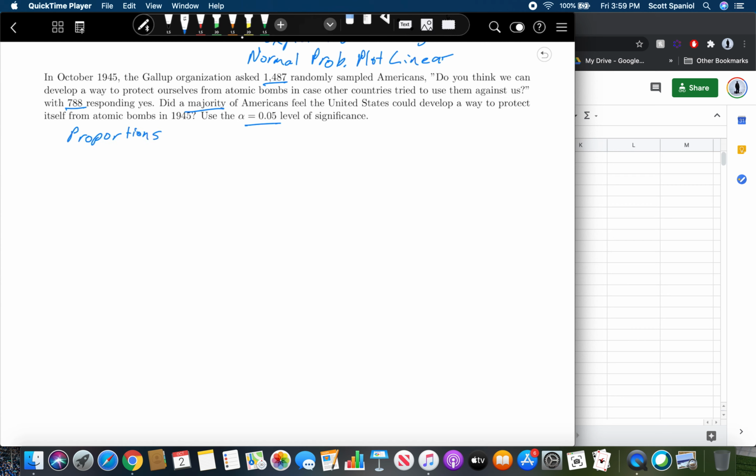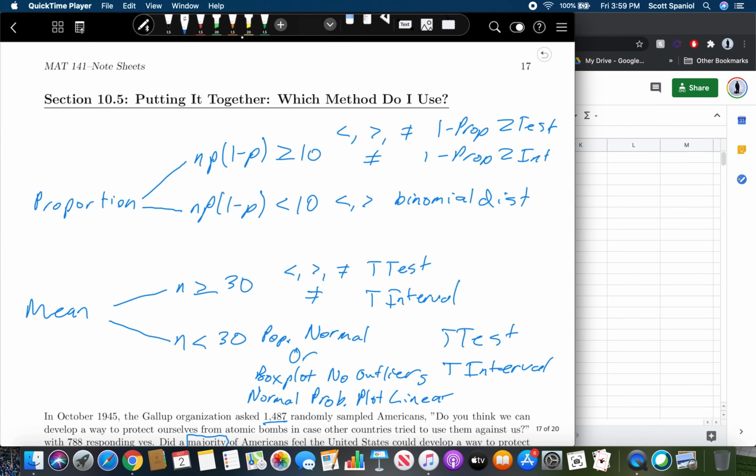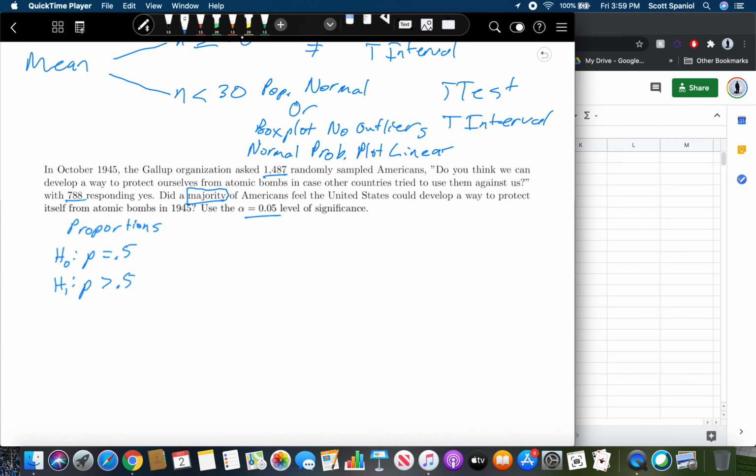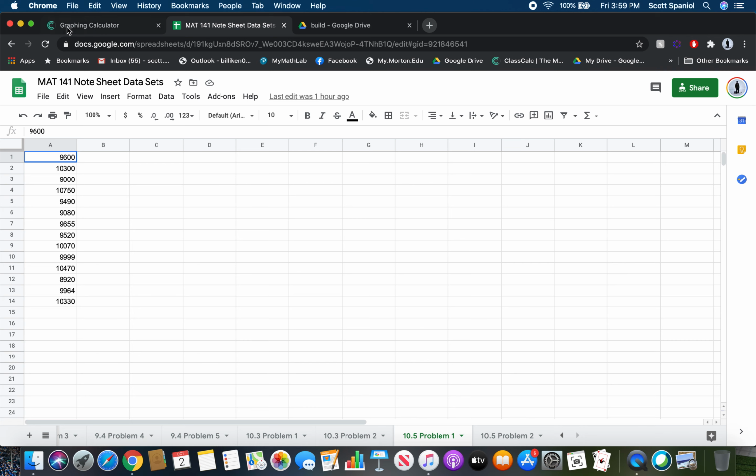Now, in this case, what we're looking at is a majority of Americans. We looked at an example like this back in section 10.2, but majority just means more than half. So our null hypothesis is that p equals 0.5, and our alternative hypothesis is a majority, which is p greater than 0.5. Now we can check n times p times 1 minus p to see what methods are available to us. In this case, n would be 1487, p is 0.5, and then we do 1 minus 0.5. We want to see what value we get, so we can use ClassCalc for that if we want.